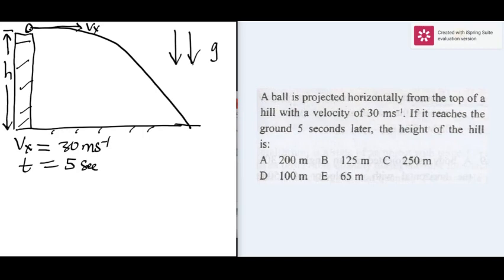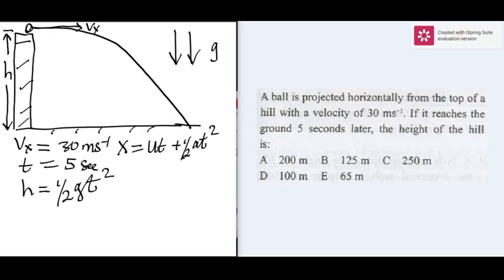One of the equations of motion derived from saying that s is equal to ut plus half at squared. This equation would derive to have this, h is half gt squared. We're going to use this formula to solve the problem.